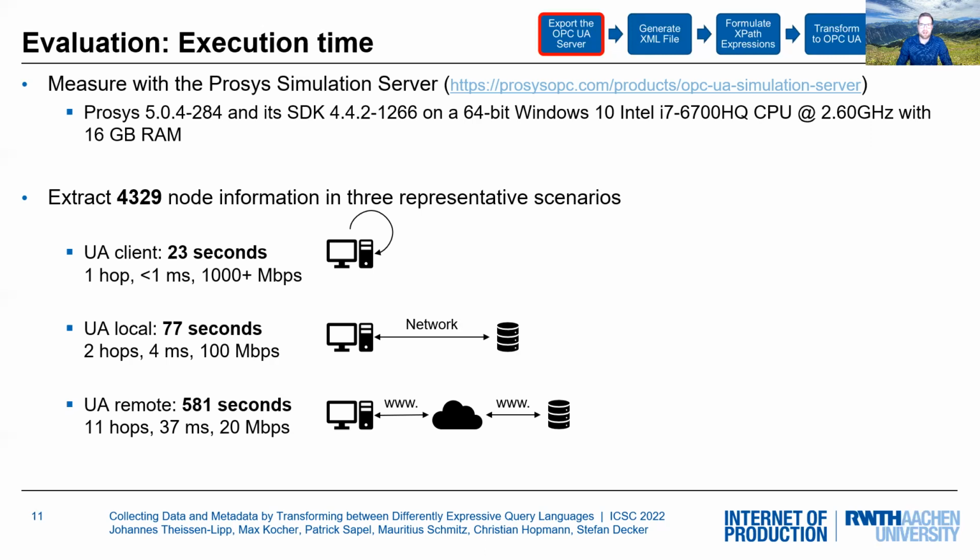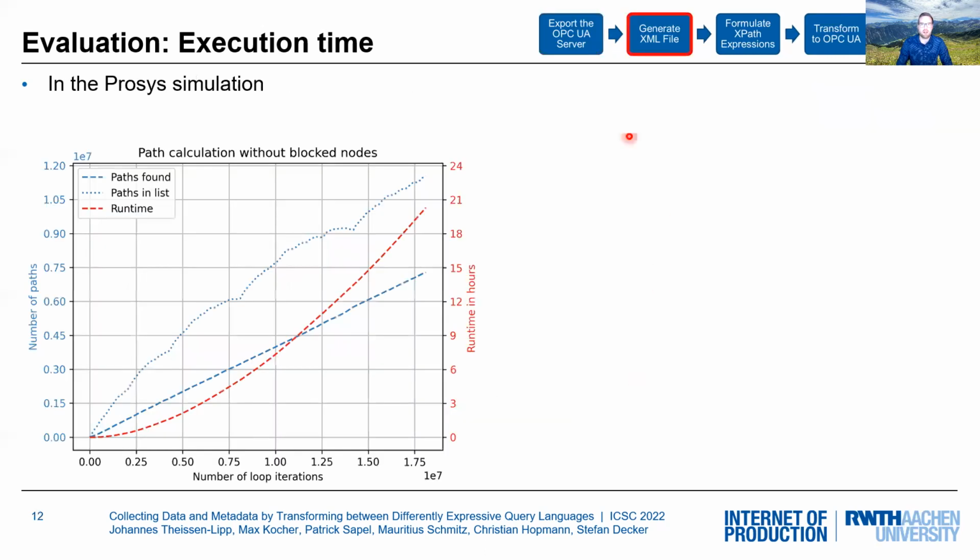The next evaluation part tackles the generation of the XML file itself from the export, so the post-processing that is heavily dependent on these node expansions that I presented before. Because we need to avoid cycles in our data structure, we have to expand our export a lot.